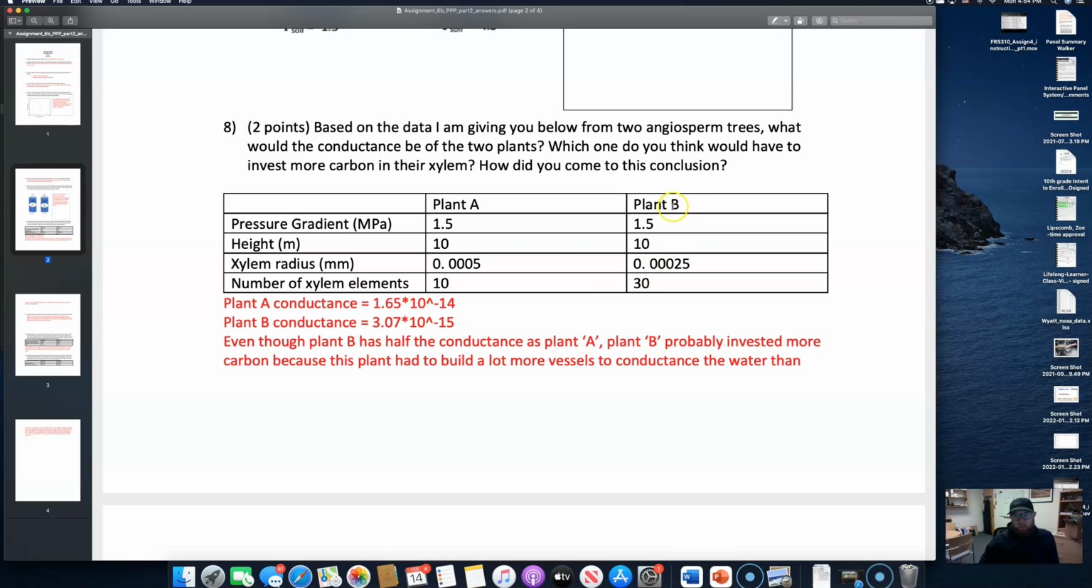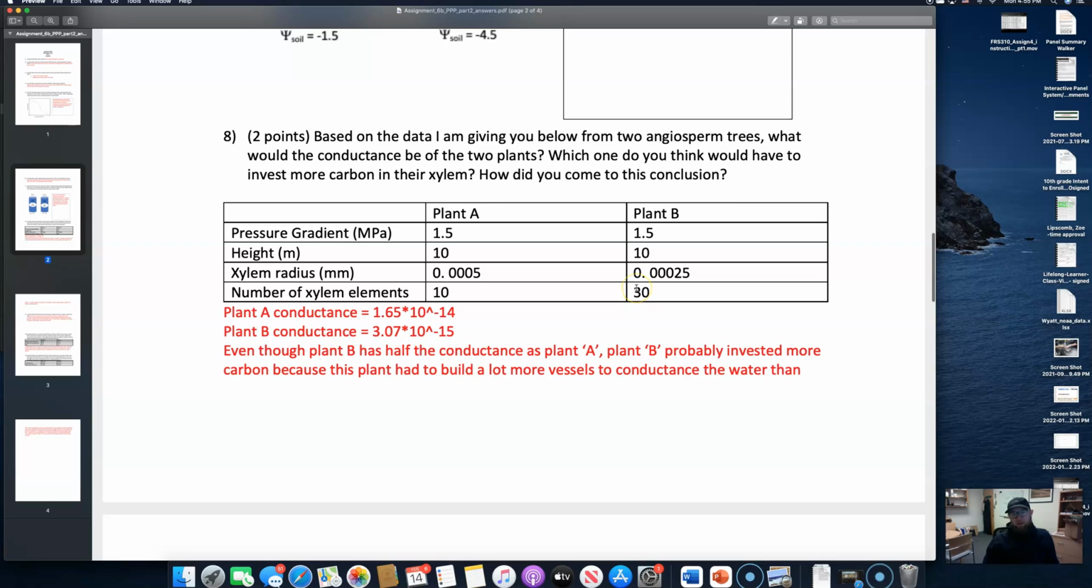But look at plant B. It reached this conductance by producing 20 more vessels than plant A. The vessels are actually a significant cost of carbon, because the lignin of the vessels is a molecule that's really hard for the plants to produce and requires a lot of carbon. Which one do you think would invest more carbon? The one with 30 is probably going to invest more carbon, even though, I guess here's what I should say, even though they're smaller.